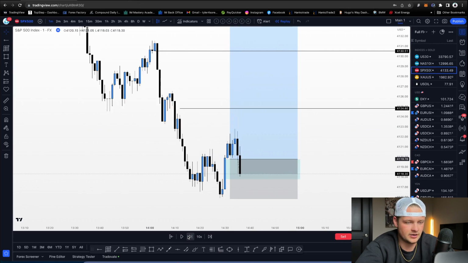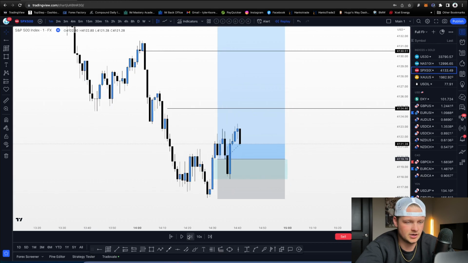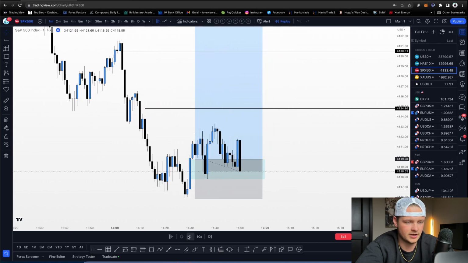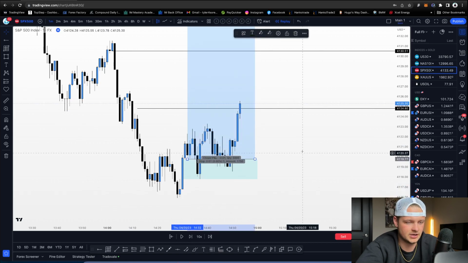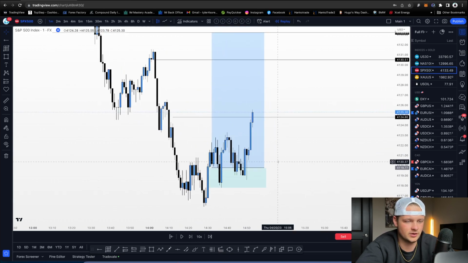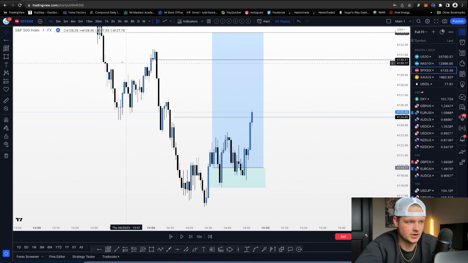Boom, we work into that fair value gap. Price comes up. Fair value gap again, still nothing. Boom, TP1, half off. You've made a 0.5%. You're risk-free. Whatever happens from this point, we literally don't care. We'll mark this up just in case, just to see if it ends up giving it to us.